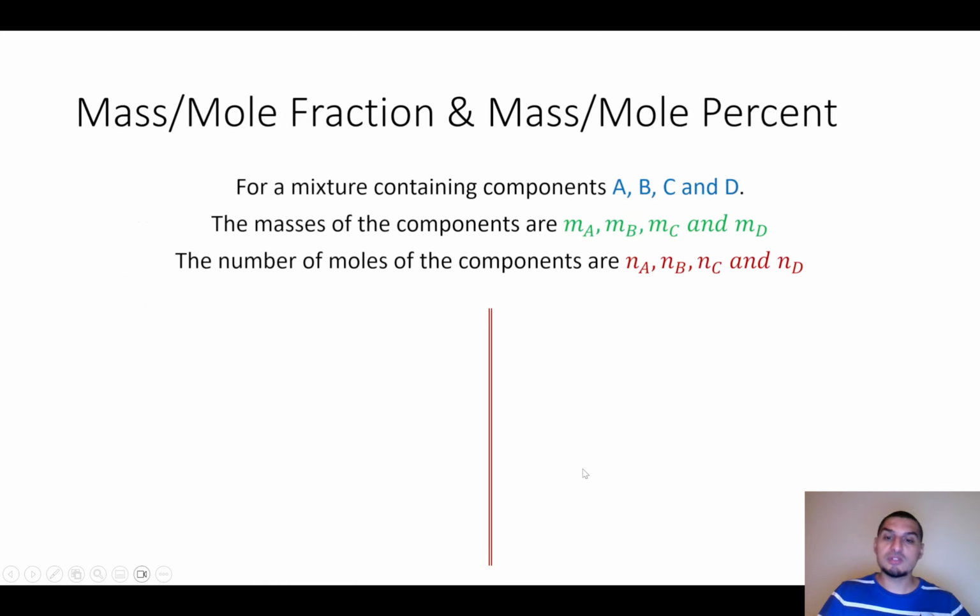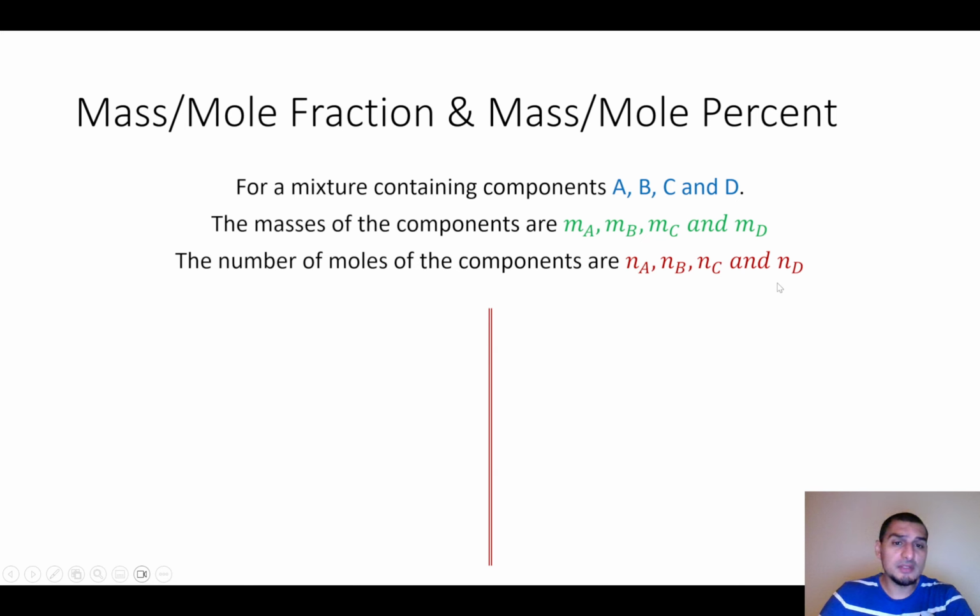So just to clarify, let's say we have a mixture of 4 components, A, B, C, D. These 4 components can be benzene, toluene, xylene, ethyl benzene, can be hydrogen, oxygen, nitrogen, carbon dioxide, can be any 4 components. And the masses of the components are Ma, Mb, Mc, and Md. And the number of moles of the components are Na, Nb, Nc, and Nd.